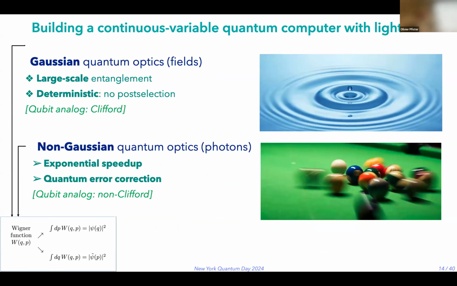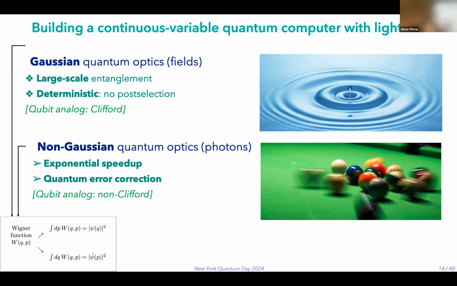So there we go, we need waves, we need particles. And with the wave, with the field thing, we can get large-scale entanglement in a deterministic way, no post-selection. And it's all analogous to the Clifford business for qubits. And with the photon counting, we can get the exponential speed up and quantum error correction, which is analogous to the non-Clifford, except that quantum error correction for qubits is actually Clifford. So it's very rich how things map. It's not trivial. But okay, we know what we have to do.